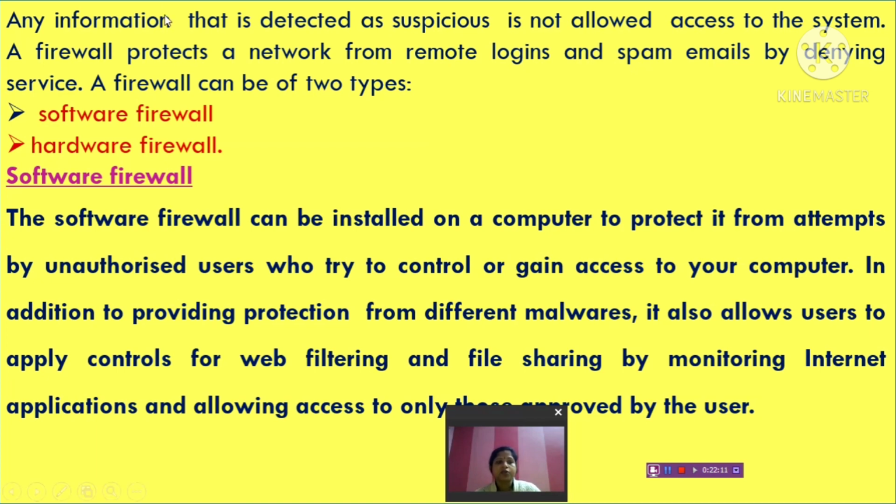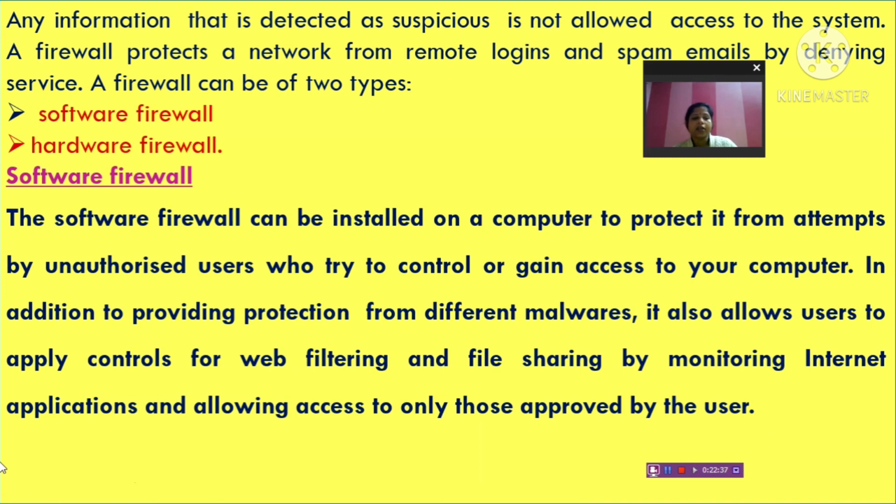So, the software firewall. The software firewall can be installed on a computer to protect it from attempts by unauthorized users who try to control or gain access to your computer. In addition to providing protection from different malwares, it also allows users to apply controls for web filtering and file sharing by monitoring internet applications and allowing access to only those approved by the user. Clear? So it will be installed on your computer and will protect your computer by stopping mails from unauthorized users and giving no access to unauthorized persons, and also protecting the computer from malwares.